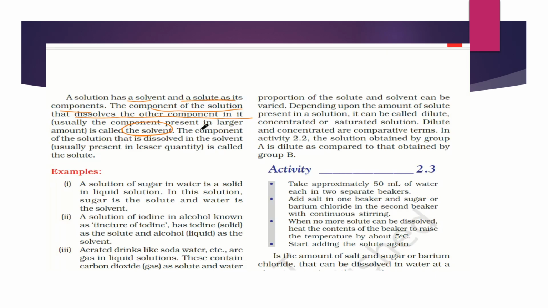Is it clear? Now the component of the solution that is dissolved in the solvent is called the solute. So you can get a question: what is a solvent and what is a solute, and give an example to prove this. So with an example you can prove it. The solvent is that in which we are dissolving the substance, and the substance which is dissolved is called the solute.